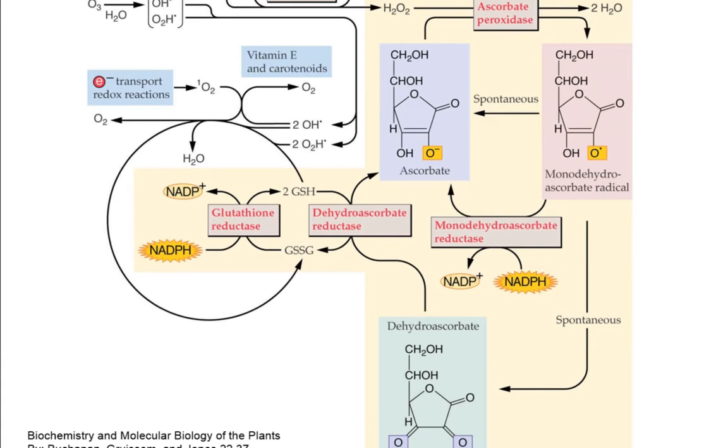The reduced form of ascorbate can be regenerated in two ways. The enzyme monodehydroascorbate reductase can use reducing power from NADPH to form ascorbate, or two molecules of monodehydroascorbate can participate in a dismutation reaction that forms ascorbate and dehydroascorbate. Dehydroascorbate reductase regenerates ascorbate using reducing power from glutathione. Glutathione is regenerated using reducing power of NADPH.